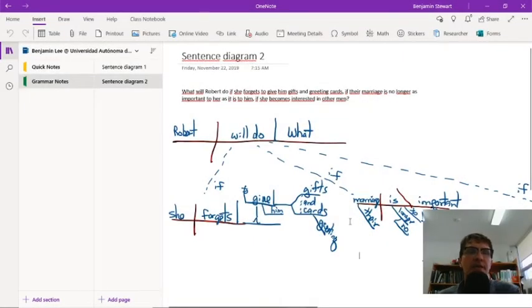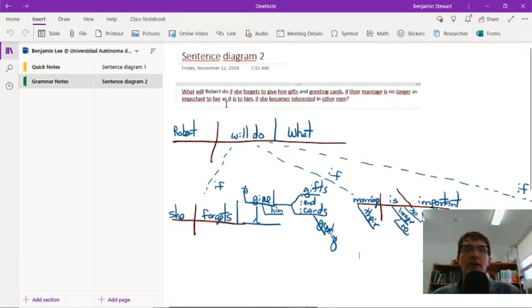Okay, analyzing sentence diagram number 2 from today's activity. We have basically a main clause that begins with Robert as the subject. Will do will be the verb. So we have the auxiliary will plus the lexical verb do. Robert is a proper noun.